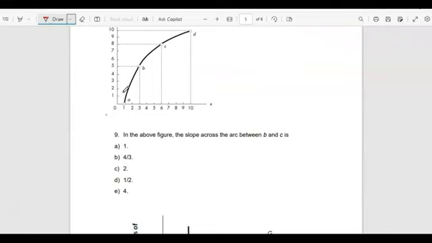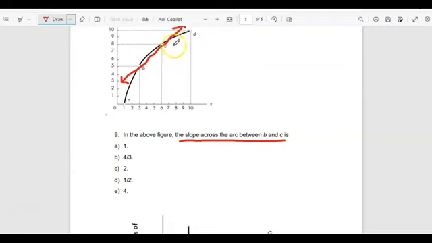In the above figure, the slope across the arc between B and C is what? So draw this. Every time you get this, draw the slope across the arc B and C. This is an arc B and C. So draw a slope. Okay, it's obviously not a straight line, but it should be a straight line. Now to measure this slope, which is the gradient, it's the difference in y over the difference in x, right? So it's a gradient of a straight line. You should have done this in school.